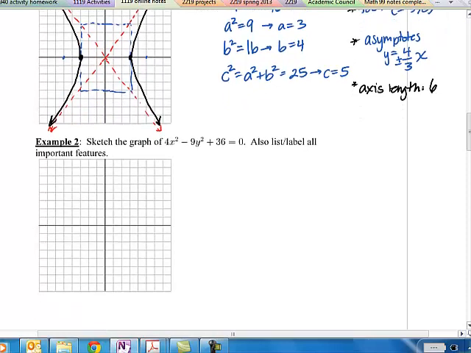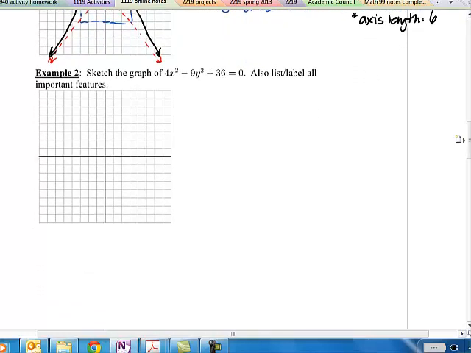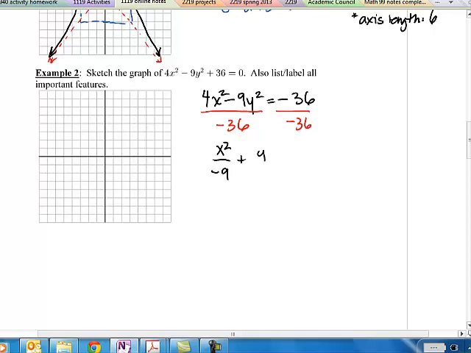Next one, sketch the graph of 4x squared minus 9y squared plus 36 equals 0 and list and label the important features. So again, we need standard form first. So first thing we want to do is move the 36, subtract 36 from both sides. And then we need a 1 where that 36 is, so we're going to divide by negative 36 on both sides, which is going to give me x squared over negative 9 plus y squared over 4 equals 1.